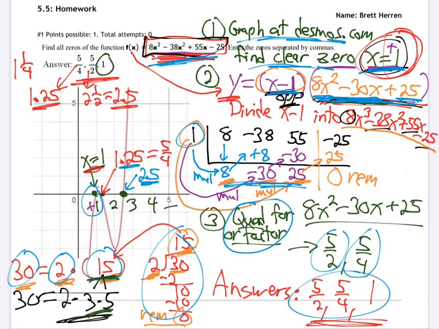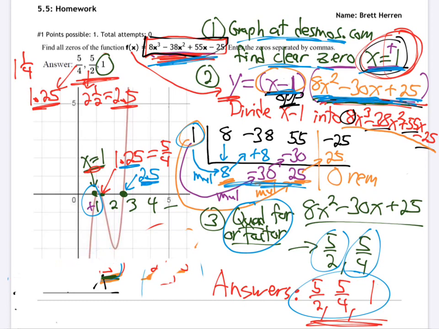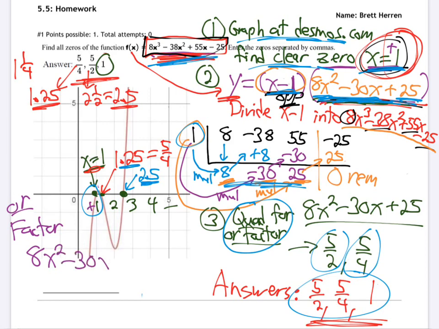Now the other thing you could have done, I said you could do the quad or you could factor. Factoring's quicker, but you have to be a really good factorer. I know it's not something most people are really comfortable with at this point in your math career. If you keep going, you will be. You'll be super good at factoring. You'll be able to do it quicker than the quad. But I'll show it just in case. Here's the or. I'll say or factor 8x squared minus 30x plus 25.